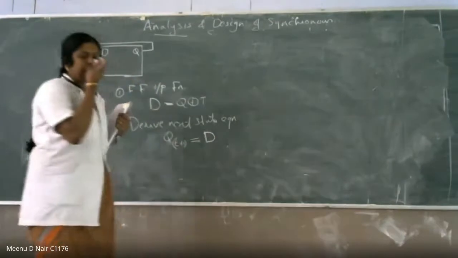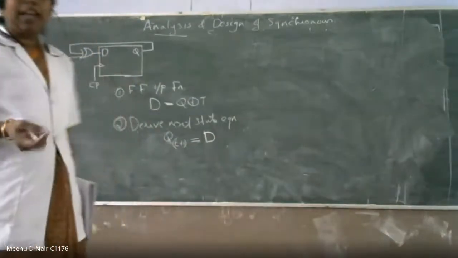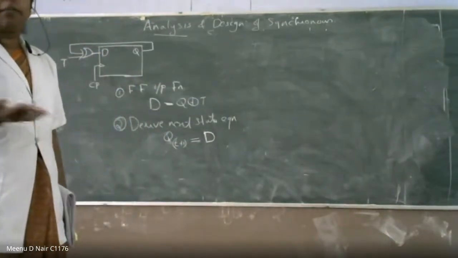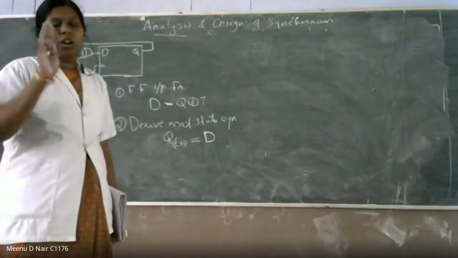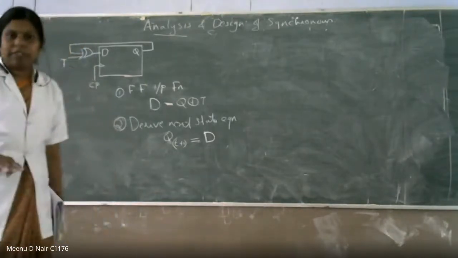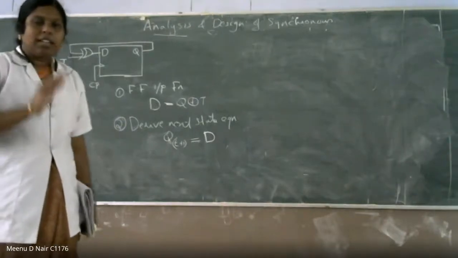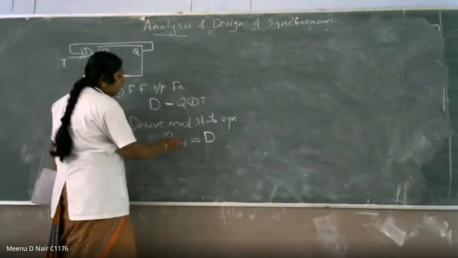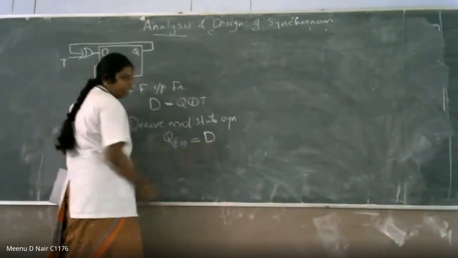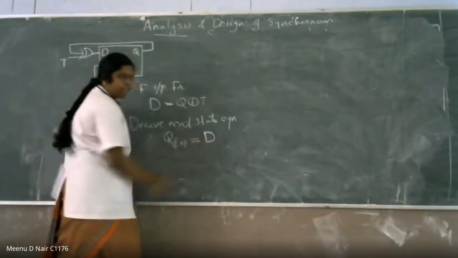Okay, what is the meaning of that? The next state will be D itself. Whatever the input of the D flip-flop is, that is your output. It does not depend at all on the present state of the flip-flop; it depends only on the input there. So Q of T plus 1, the next state, will be D only.